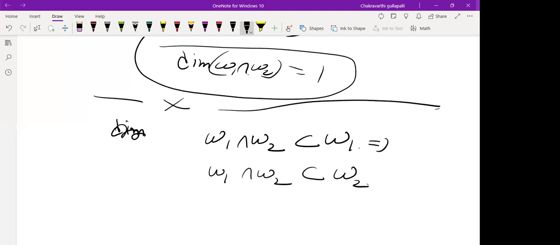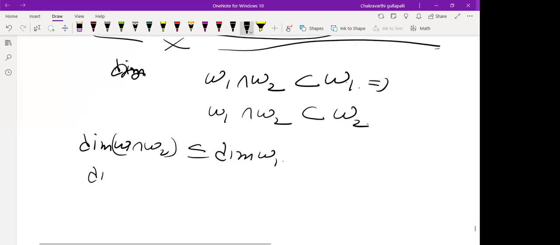We have a formula actually, from set theory. According to set theory, W1 intersection W2 is a subset of W. Intersection is subset of W. So dimension of W1 intersection W2 will be less than or equal to dimension of W1, is the shortcut term. And dimension of W1 intersection W2 is less than or equal to dimension of W2.